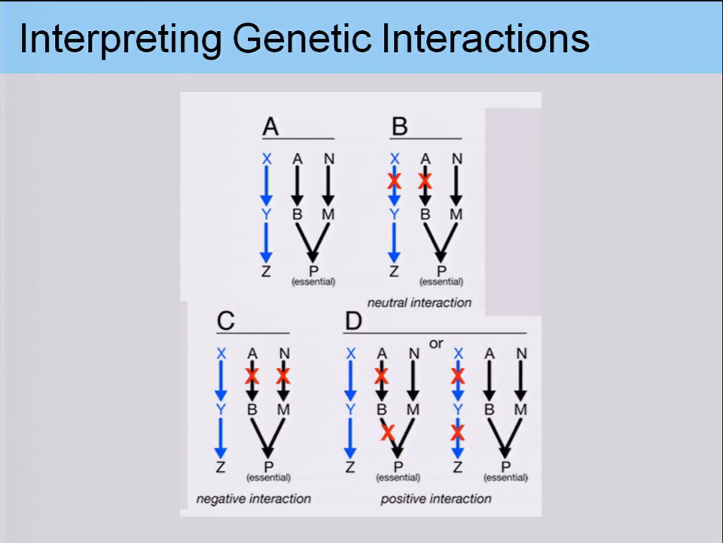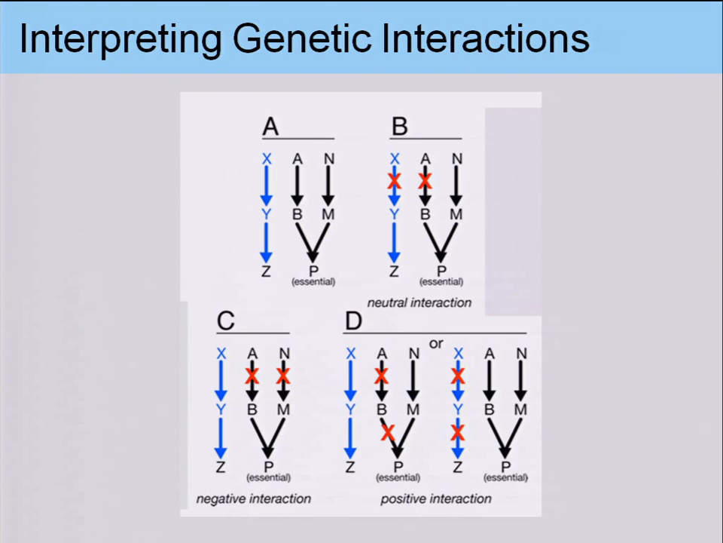A lot of these interpretations come from a really famous paper by Avery and Wasserman nearly two decades ago. They came up with simple explanations for either a positive or a negative genetic interaction. In this example here, we have two pathways.